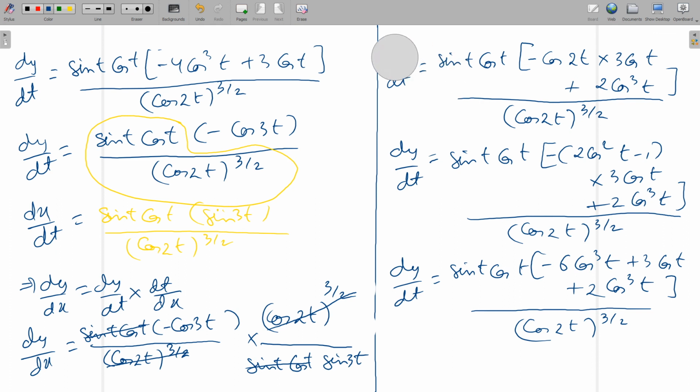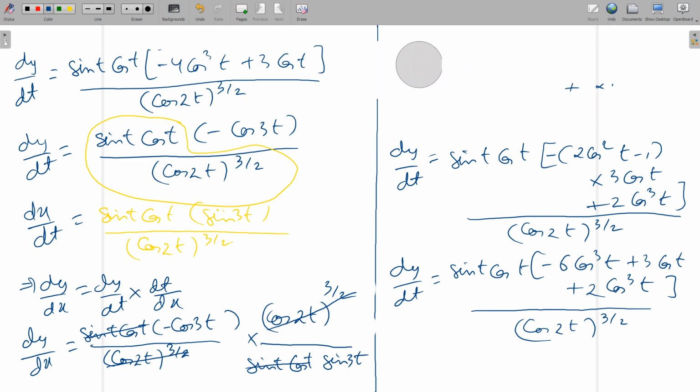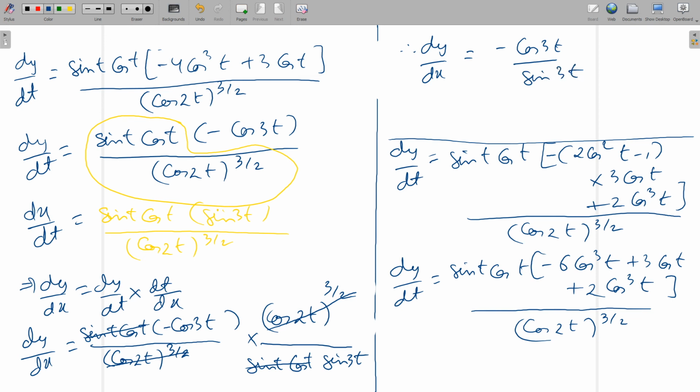So let us write it here. So here we will get our final answer. Therefore, dy by dx will be equal to minus cos 3t over sin 3t, and therefore dy by dx will be equal to minus cot 3t. So this is our final answer.